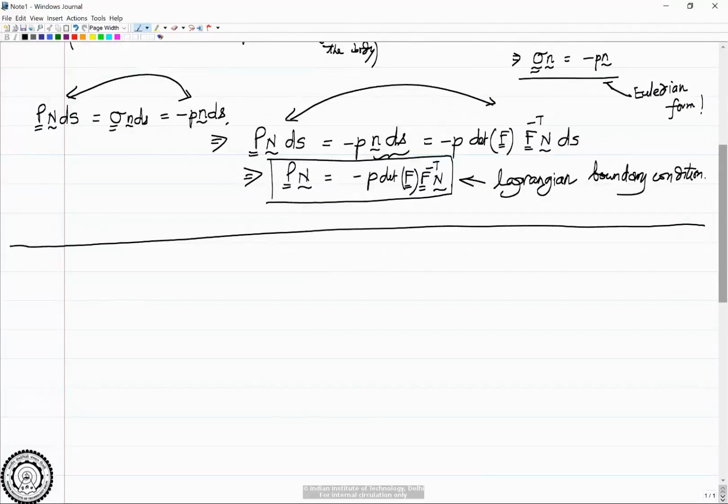Okay, and in finite element methods, the first step is to write down the weak form of balance equation, which is also called as the principle of virtual work. Okay, so the FEM is based on the principle of virtual work. So let us work out what is principle of virtual work.